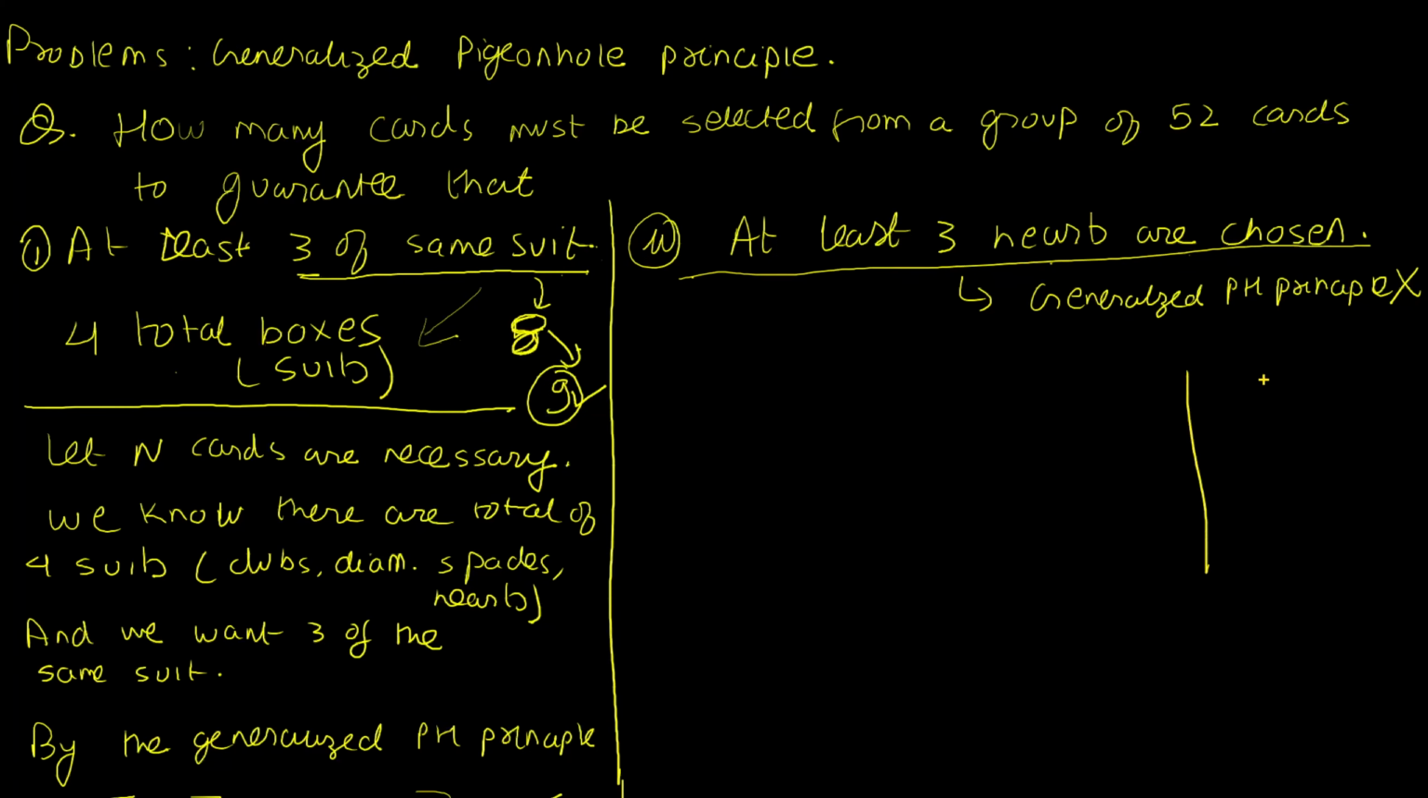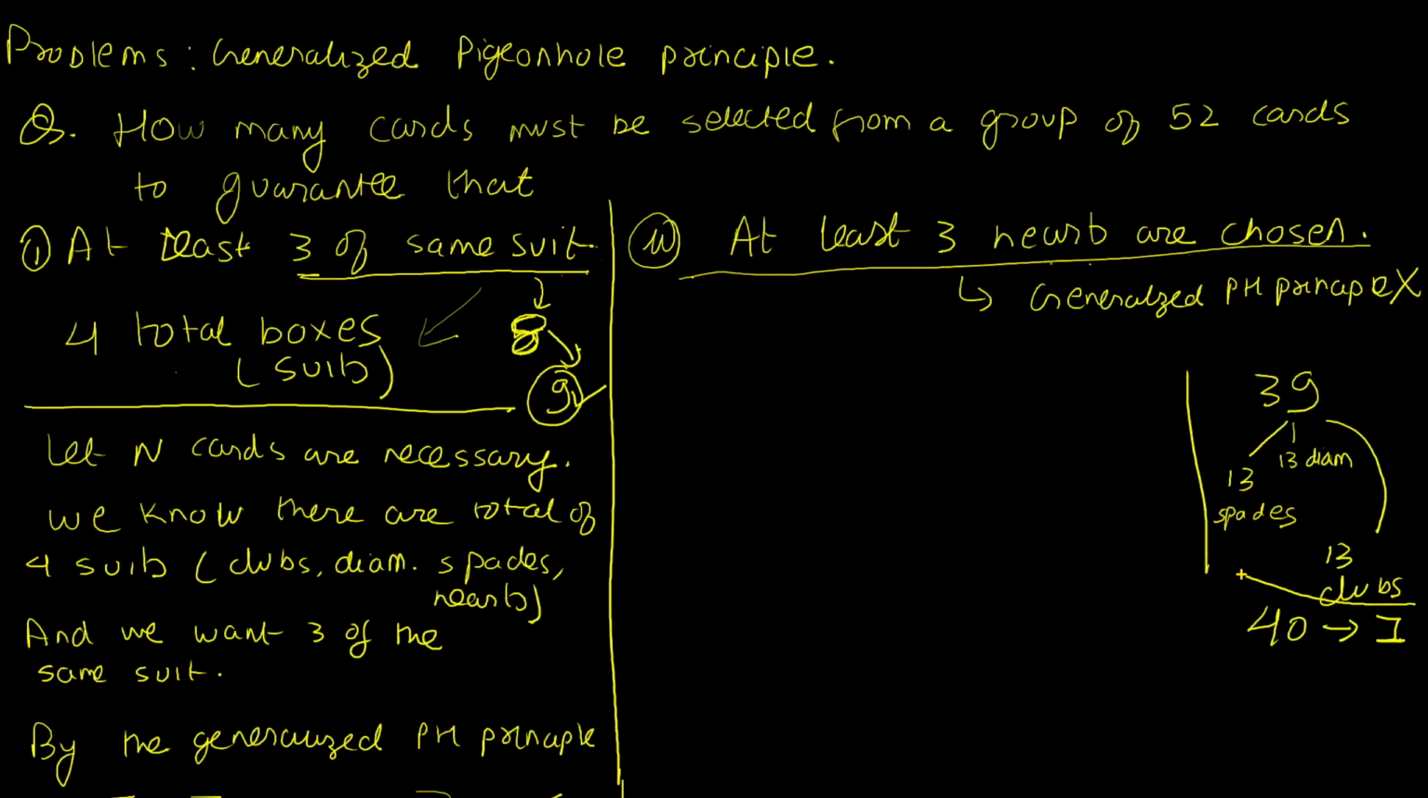See, I know that even if I choose 39 different cards, there is a random chance, a very low chance, but there is a chance that these 39 could be composed of 13 spades, 13 diamonds, and 13 clubs. So even if I have 39 cards, I cannot guarantee a single heart. But what happens when I have 40?